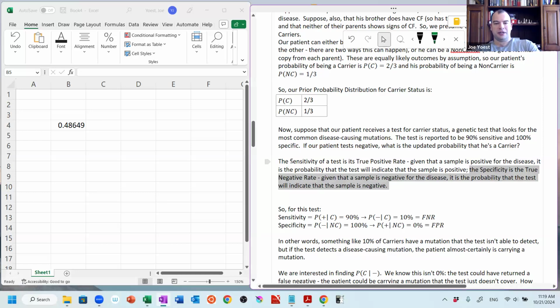So ideally, the perfect test would have 100% sensitivity. Every positive person put through the test would indicate they're positive. And also 100% specificity. Every negative person put through the test would indicate they're negative. That would be ideal, but in reality, none of these tests are 100% sensitive and 100% specific.